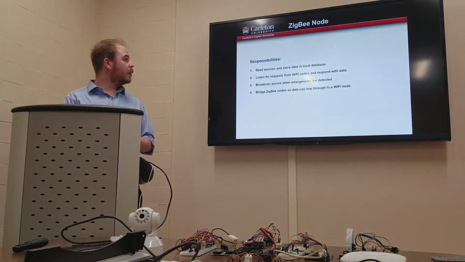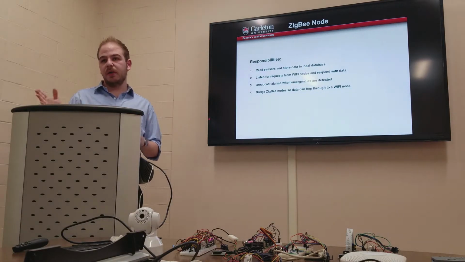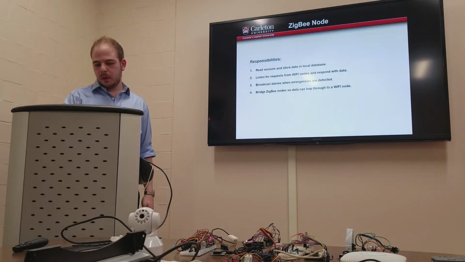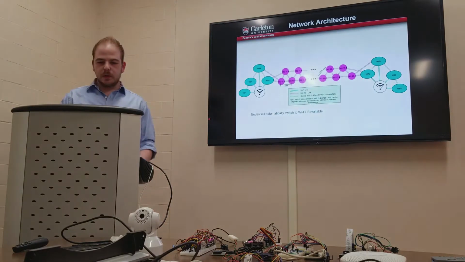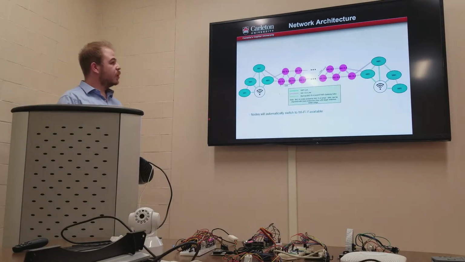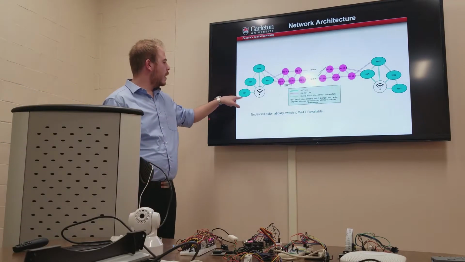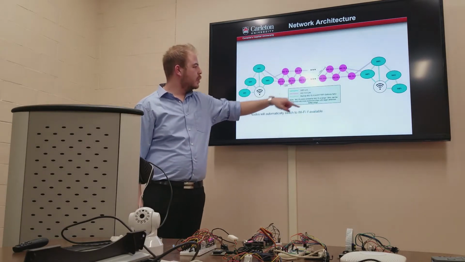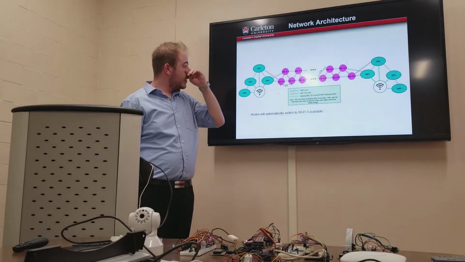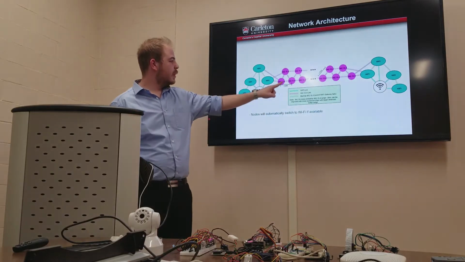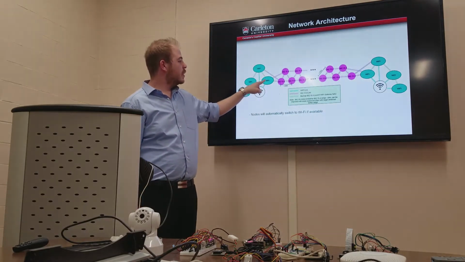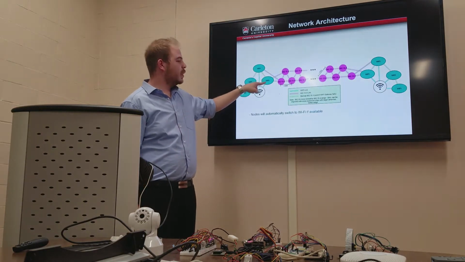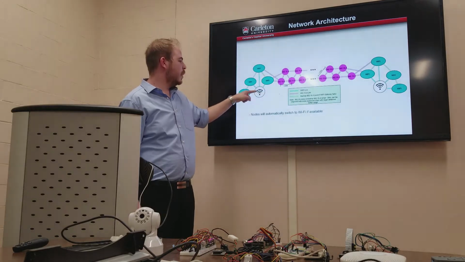And the other responsibility for a Zigbee node is to bridge other Zigbee nodes so data can hop through all the way to a Wi-Fi node. So this is basically our mesh architecture. Over here we have a router, and all these guys are Wi-Fi nodes around the router. And here are our Zigbee nodes. For the Zigbee nodes, we have implemented the multi-hopping function. So basically, this node won't be in range of this guy. And what happens is data will go through these all the way to the Wi-Fi node, which will then go to the router and send it to the server.